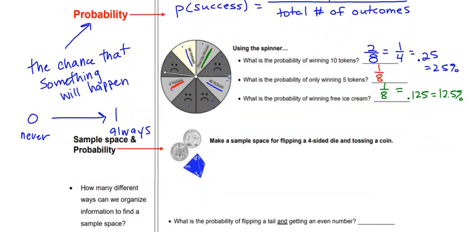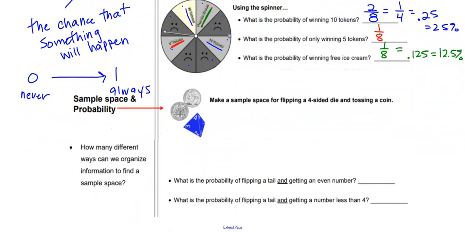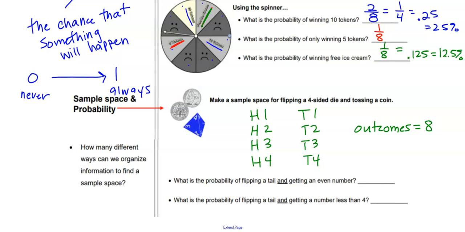It says sample space and probability. And it says make a sample space for flipping a 4-sided die and tossing a coin. So you could make a tree diagram, or I think it's probably easy enough to just list the sample space. So you could get heads and a 1, heads and a 2, heads and a 3, heads and a 4, or you could get tails and a 1, tails 2, tails 3, tails 4. You get the idea. Okay, so the total number of outcomes would be 8. And that'll help us as we go through these next questions here.